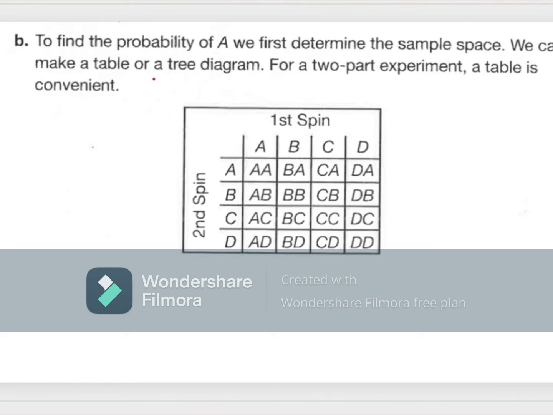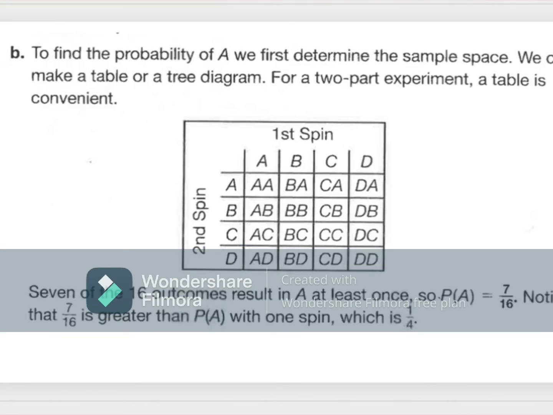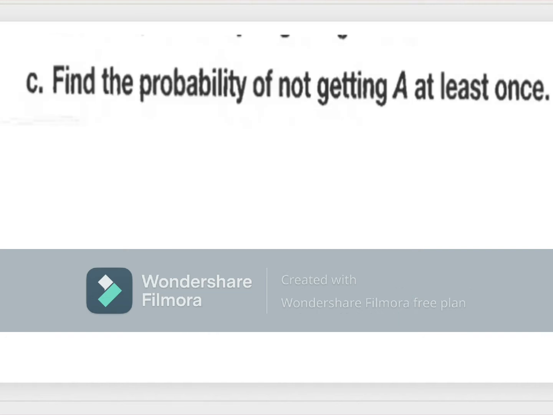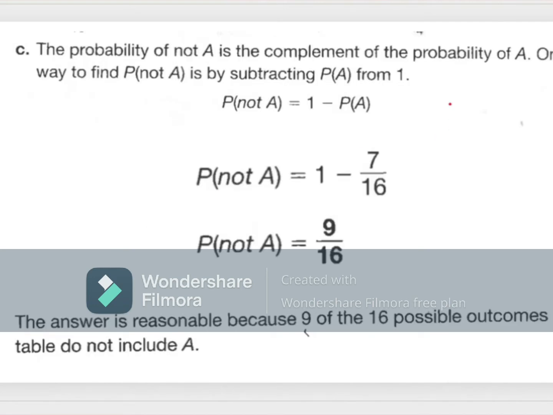We determine the sample space, which we did, and they did it the same way we did it. C, AA, AB, AC, AD. And, oh yes, they are going to do it. Okay, so here's the 7/16 that we just found, and 7/16 is greater than 1/4, so that's the A. And then find the probability of not getting A at least once was 9/16, remember? Okay, and here they're going back to 1 minus the 7/16 gives you the 9/16.